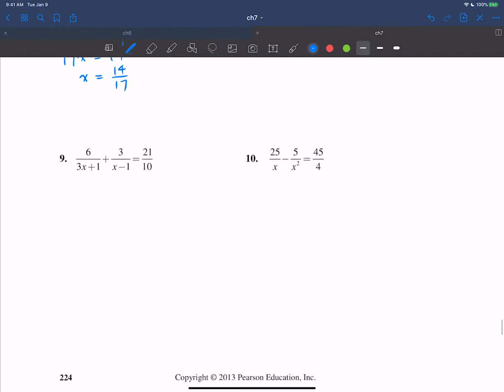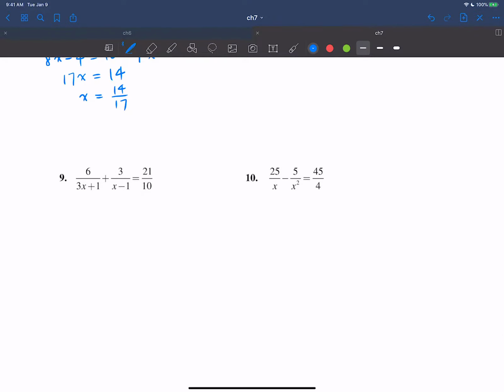Number 9. 6 over 3x plus 1 plus 3 over x minus 1 equals 21 over 10. First thing to do, this is definitely a rational equation, so we have some restrictions. There are 2 variable denominators, which is right here. So we will find out that there are restrictions. The first one, x cannot be negative 1 over 3. The second one, x cannot be positive 1. Those will be the restrictions for our x.